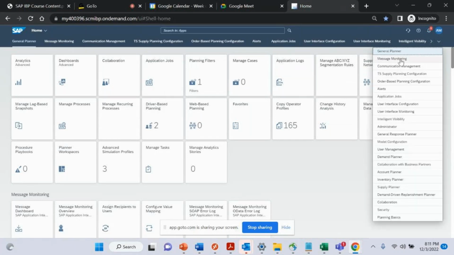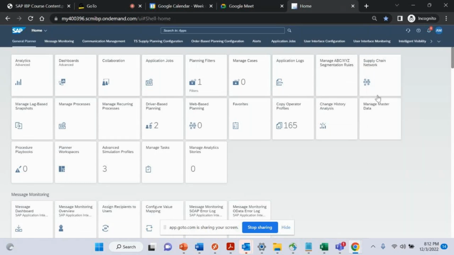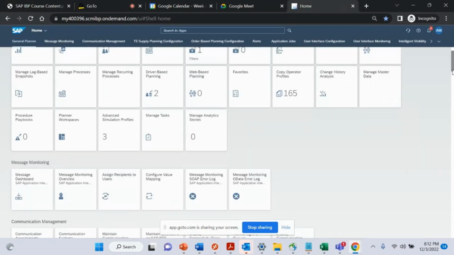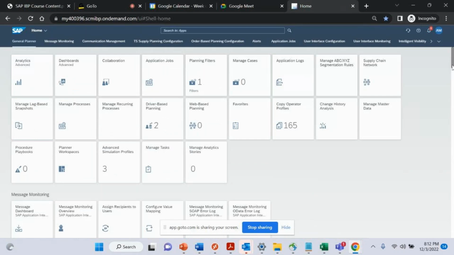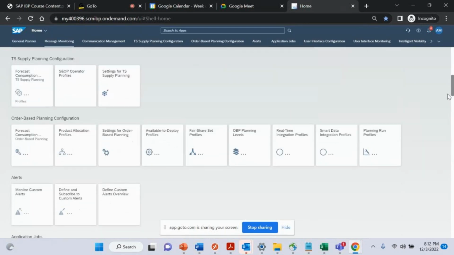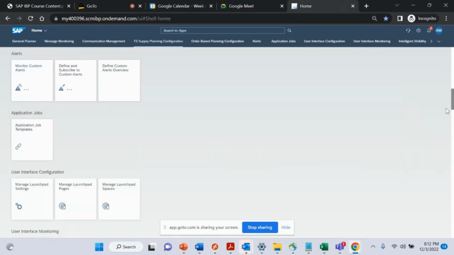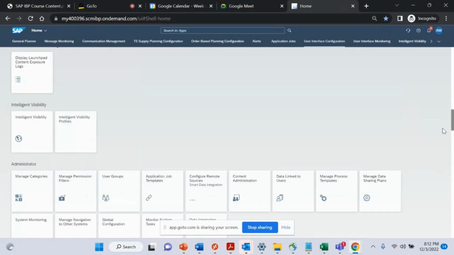If you click on the drop down, it gives time series based planning as well as order series based planning, including the inventory planner, supply planner, demand driven replenishment planner, driver based planning, and security. All these things come into the picture. So this is how your web UI looks. You can navigate to each one of them and see the detailed level. Got it?